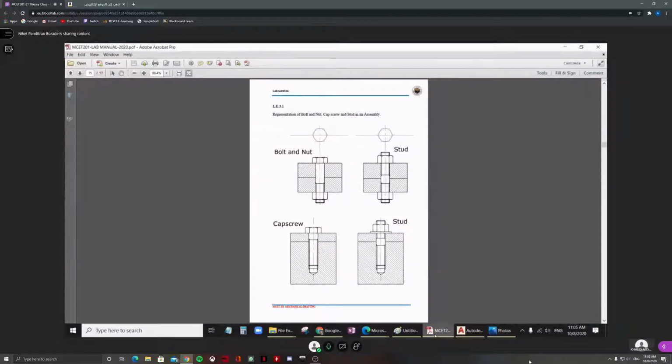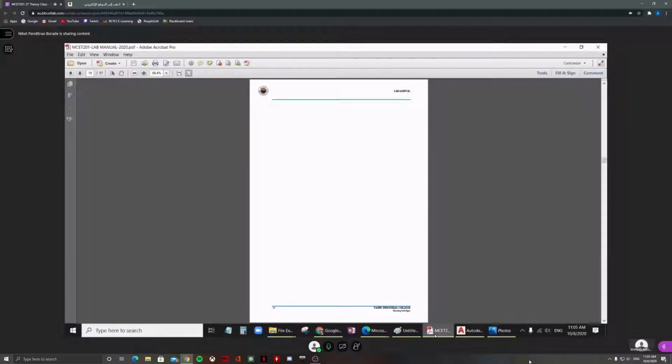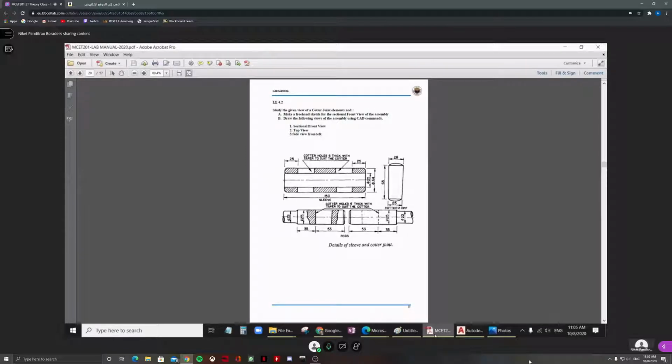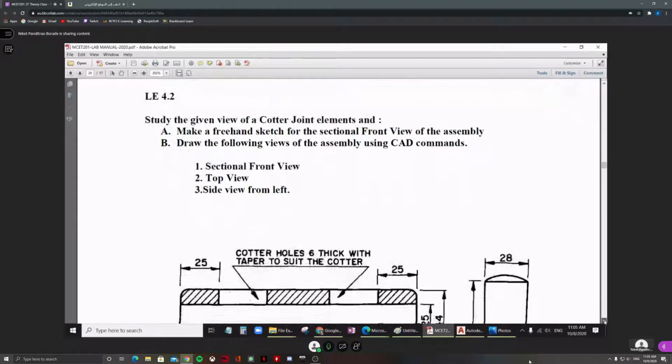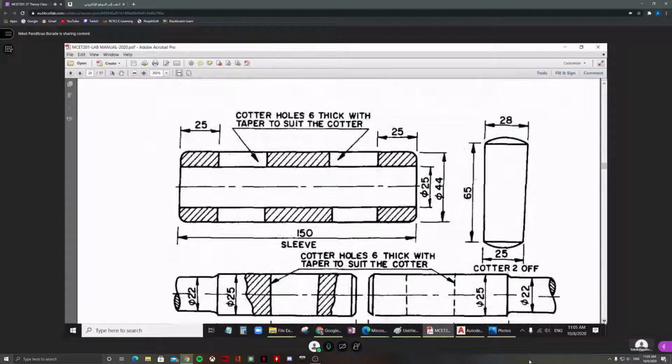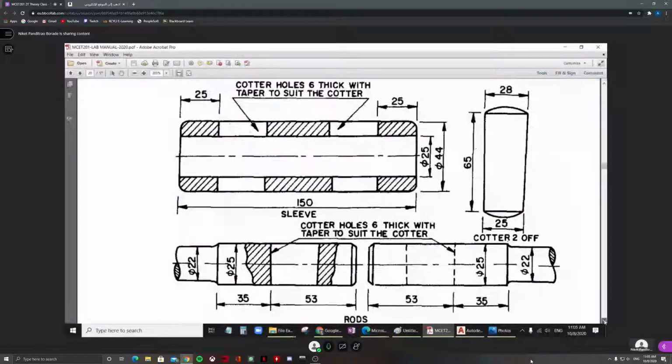This question is not in the slide. This is exercise. Slide is for the theory part. This is the example for the assembly drawing, the simplest assembly drawing.